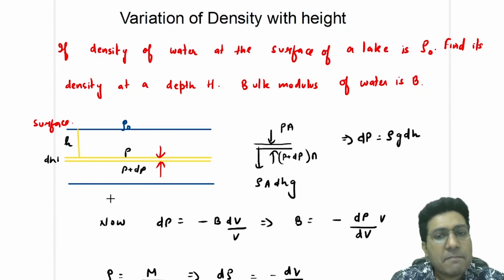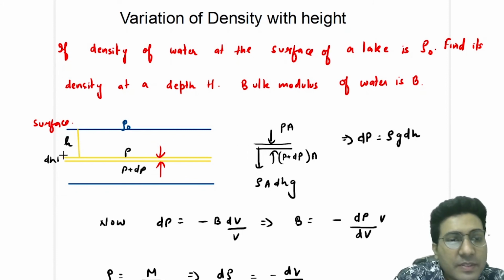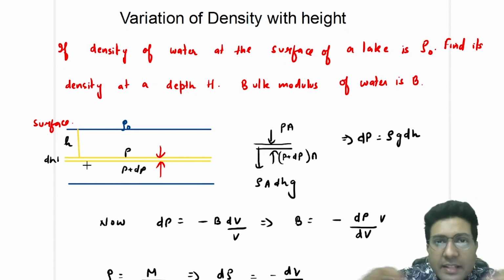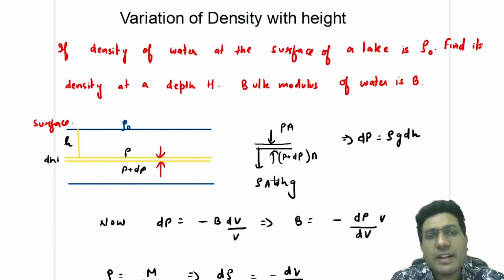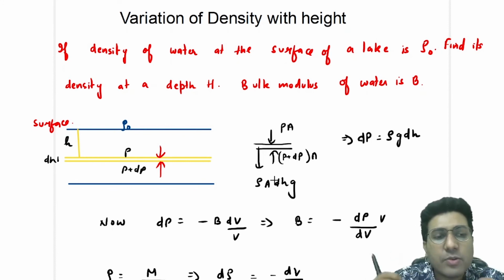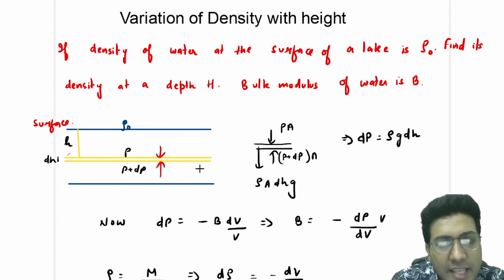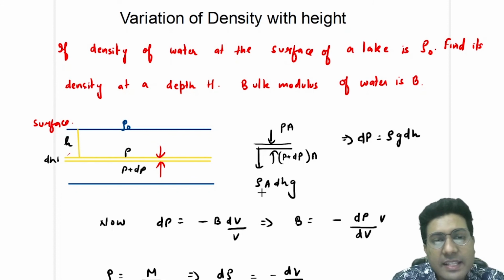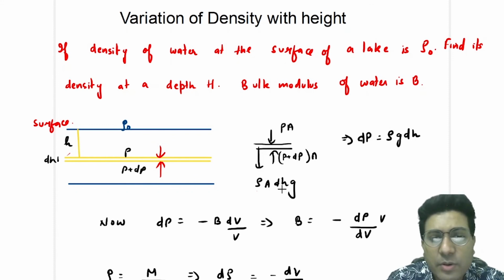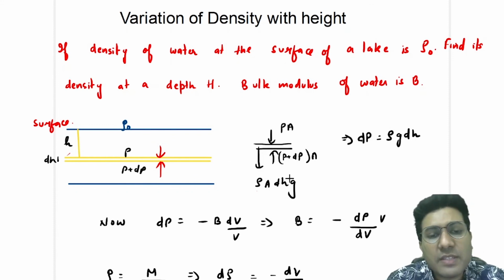All right, now this element is in equilibrium, so the net force has to be zero. So the net force due to pressure has to be balanced by the force due to gravity. Now what will be the force due to gravity? Mg. M is density into volume. Suppose the area of cross section is A and the width is dh, so density into volume is density into A into dh. Mass multiplied by gravity will give you the gravitational force.